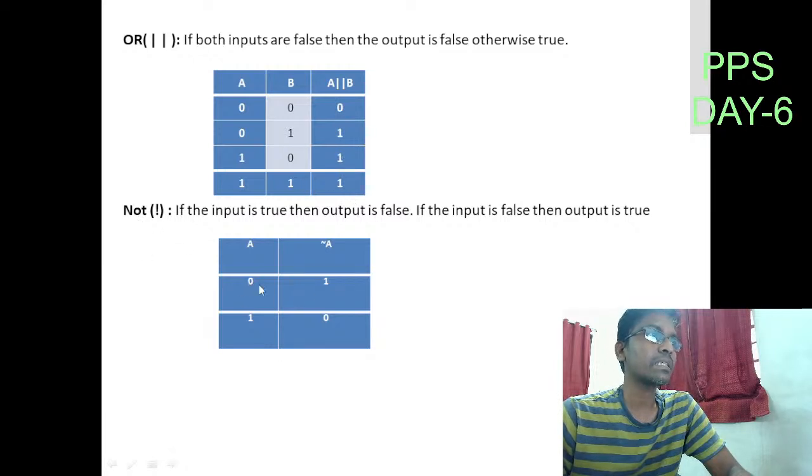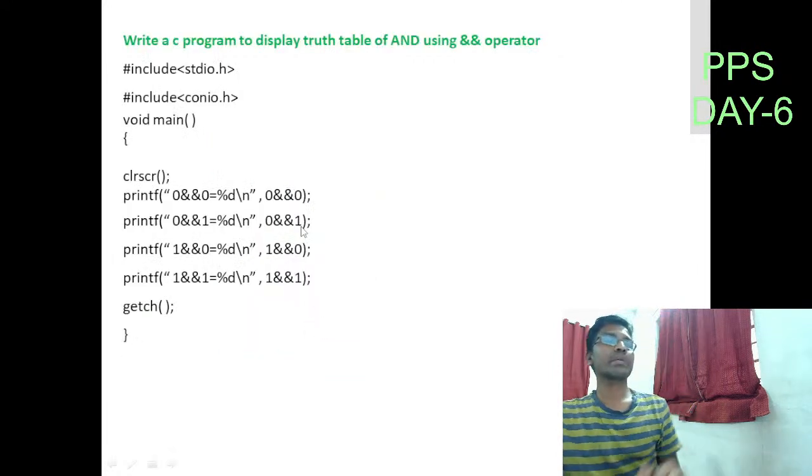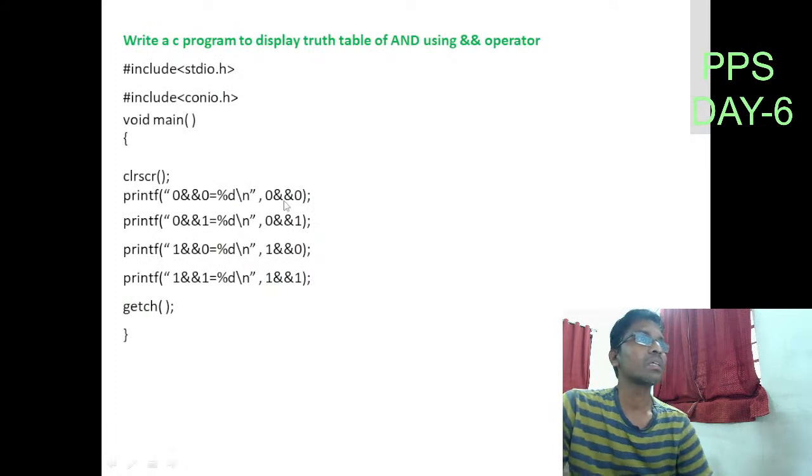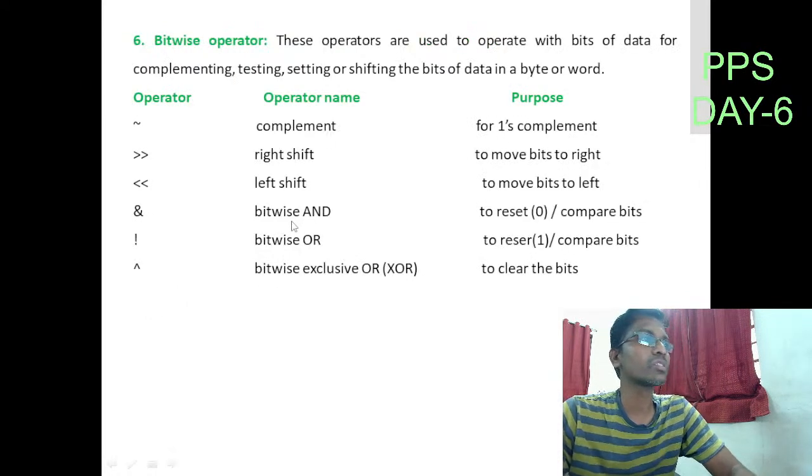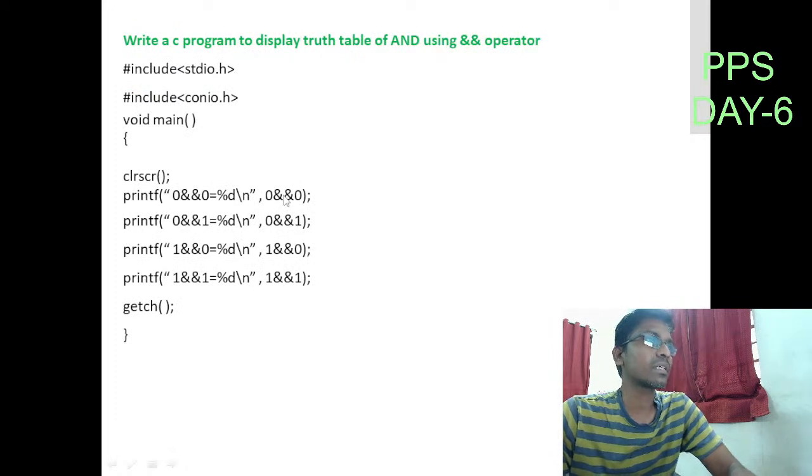And the NOT operator is just the complement of the input. Like if the input is 0, the complement is 1. If the input is 1, the complement is 0. So these are the logical operators. For example, you can use an AND operator, or a logical OR operator, and also a NOT operator. So this is an example for the AND operator. If you use this symbol, then you will get the truth table for the AND operator.